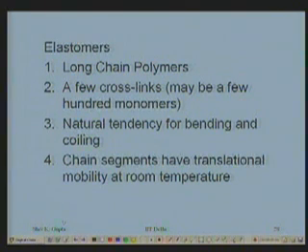We shall look at this with the help of one natural elastomer, which is polyisoprene. There is a natural tendency for bending and coiling. It's essential. And lastly, the chain segments must have translational mobility at room temperature if the material has to behave like an elastomer. Otherwise, these conditions can be satisfied for a few degrees by most of the polymers before they melt. That doesn't make them elastomers.